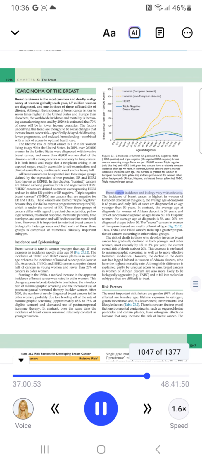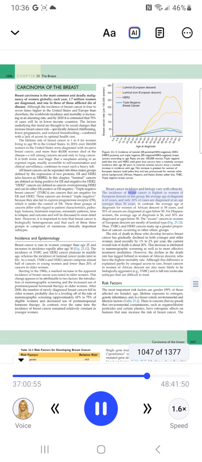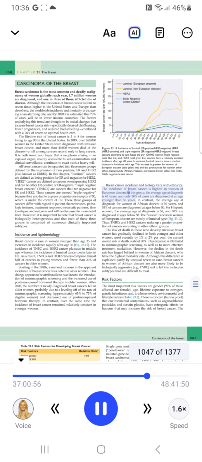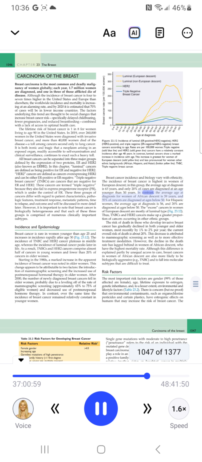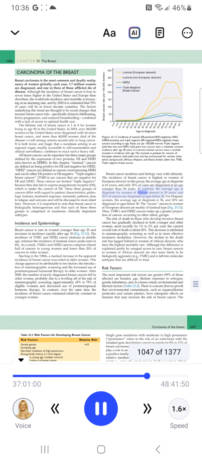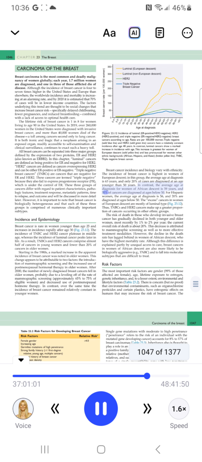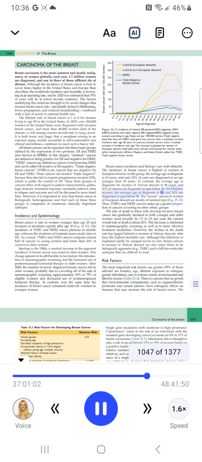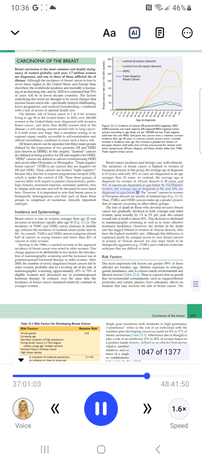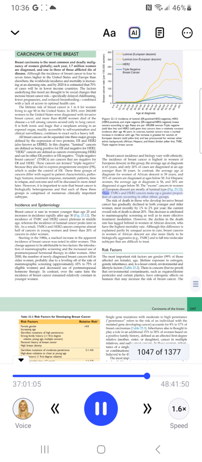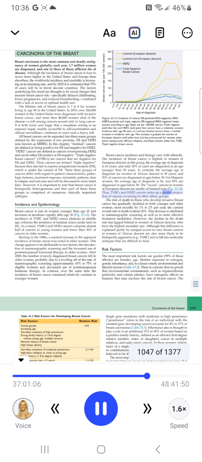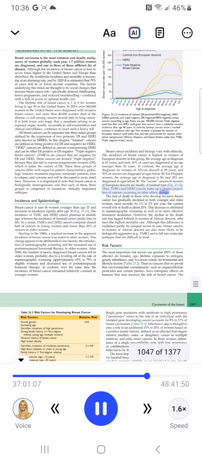Breast cancer incidence and biology vary with ethnicity. The incidence of breast cancer is highest in women of European descent. In this group, the average age at diagnosis is 63 years, and only 20% of cases are diagnosed at an age younger than 50 years. In contrast, the average age at diagnosis for women of African descent is 59 years, and 35% of cancers are diagnosed at ages below 50. For Hispanic women, the average age at diagnosis is 56, and 20% are diagnosed at ages below 50. The excess cancers in women of European descent are mostly of luminal type, Figure 23.1. Thus, TNBCs and HER2 cancers make up a greater proportion of cancers occurring in other ethnic groups.